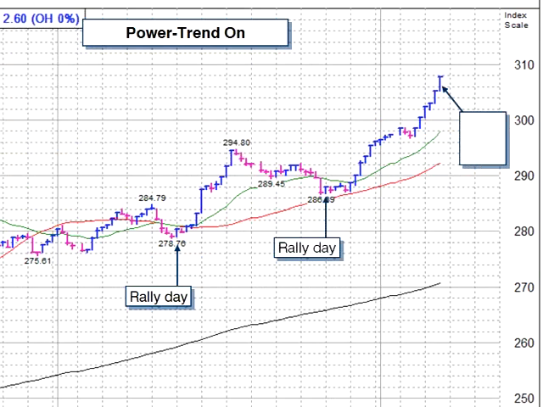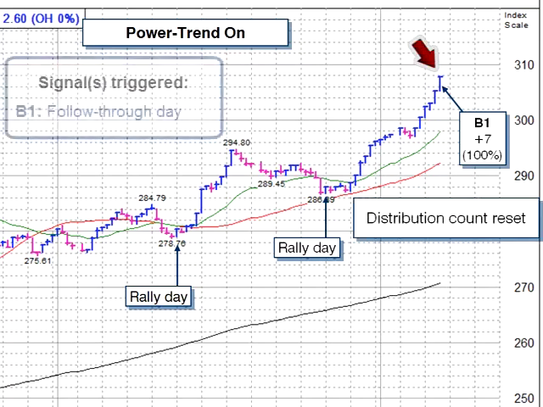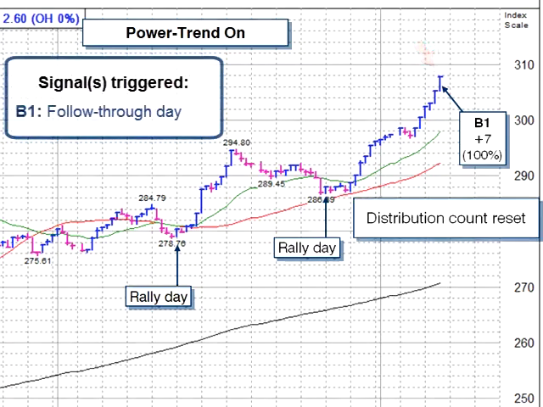So whenever you're at full distribution, you're looking for a follow-through day to clear that distribution. And that's why all the way over here you get a day that qualifies as a follow-through day. So we're going to reset our distribution count on that day. At this point, no more distribution, and we start counting distribution again. And our count expands to +7.